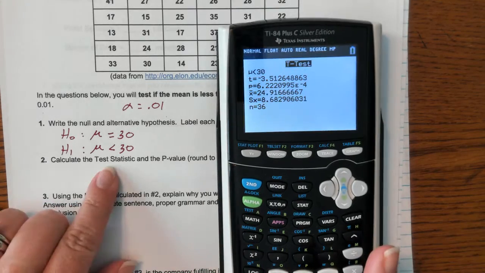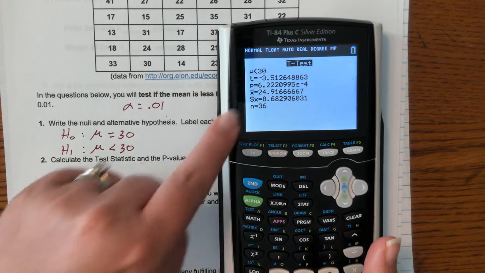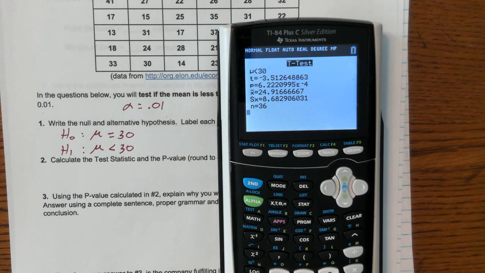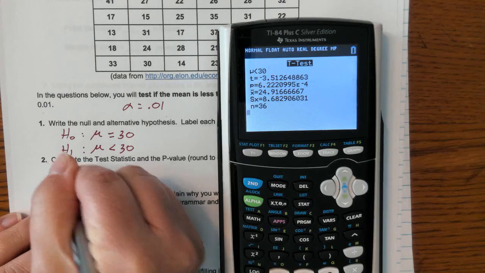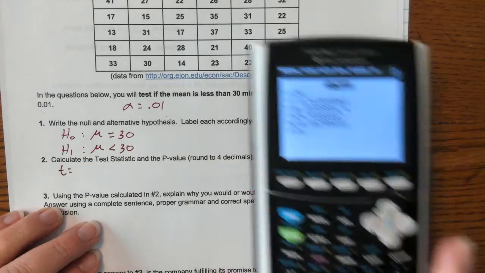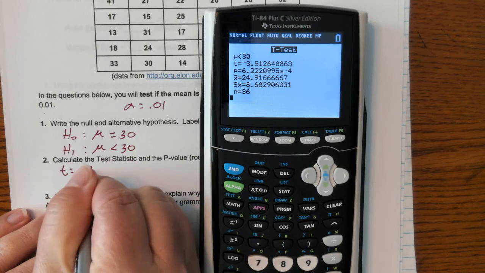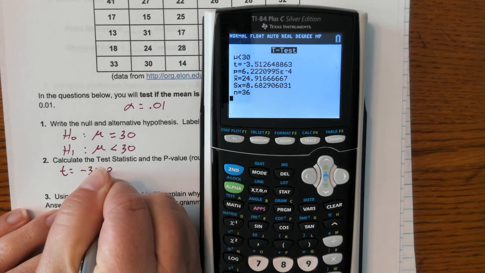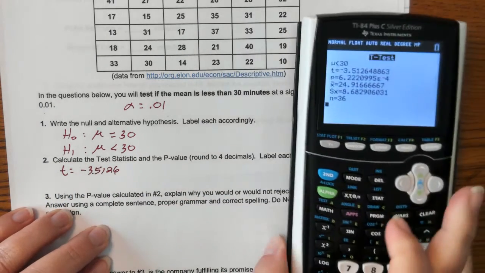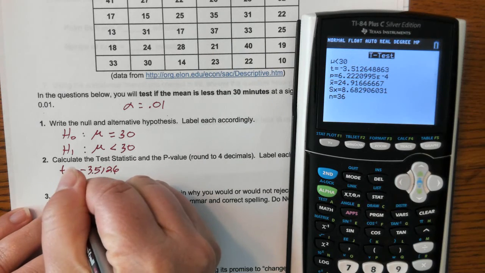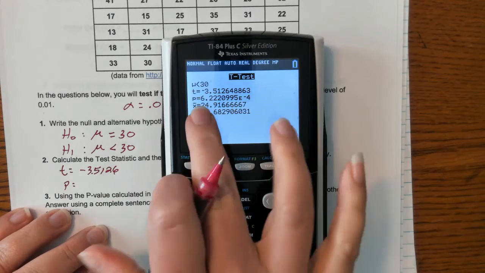Notice they want both the test statistic and the p-value. Test statistic in this case is t for the student t distribution because we're working with means. So my test statistic is this negative 3-point number. They specifically say 4 decimals. So negative 3.5126. And then they want the p-value. Okay, so my p-value, labeled as p.